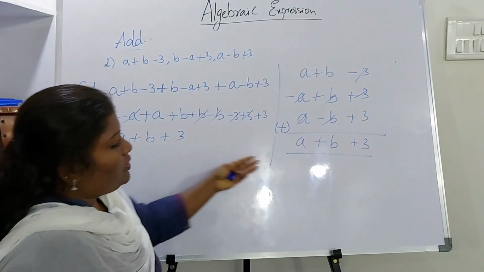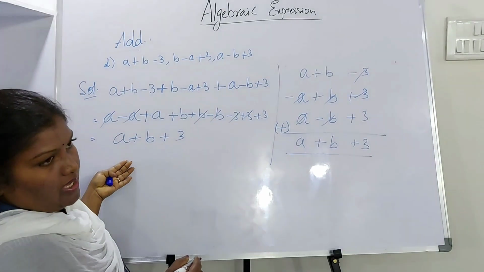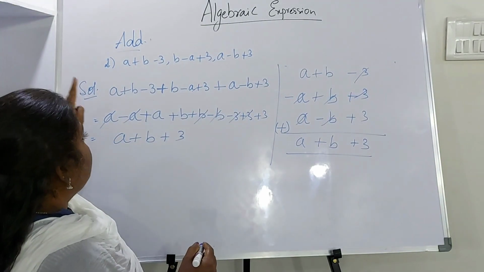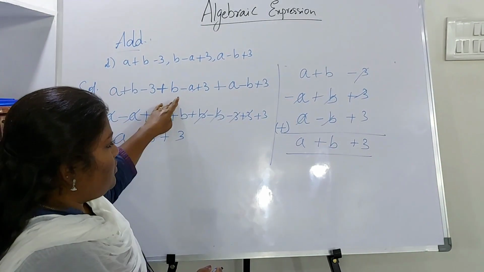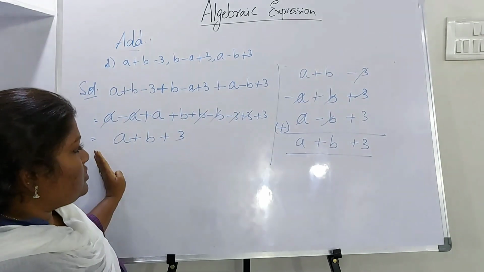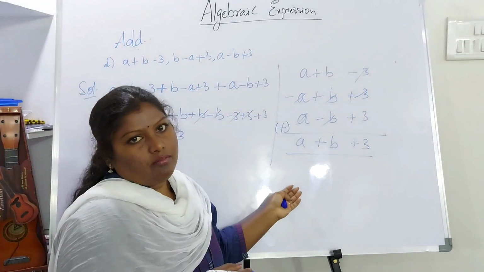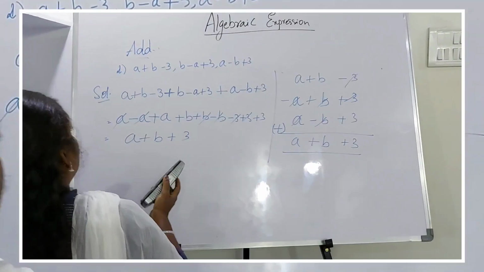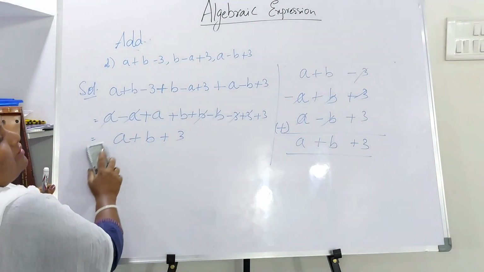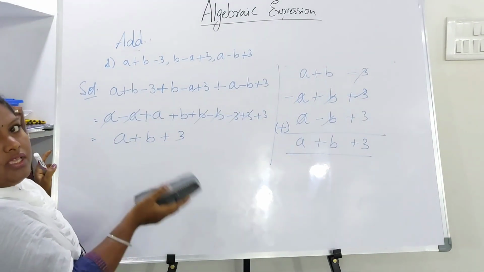So in both cases you are going to get the same answer, but this is termed the horizontal method and this is the vertical method. The last one I'll explain in addition and then I'll move on to subtraction.